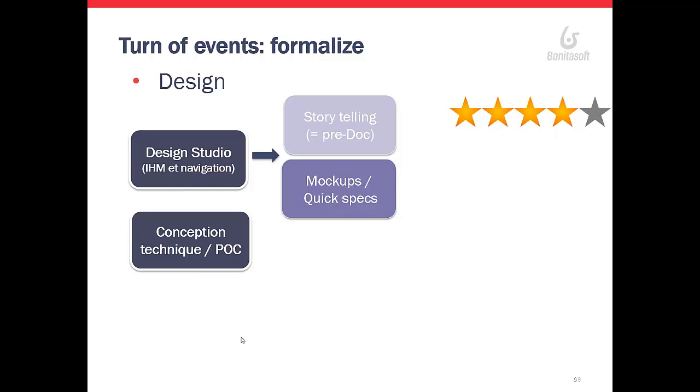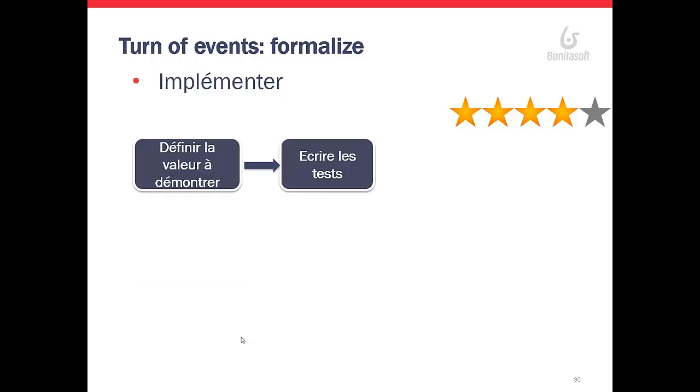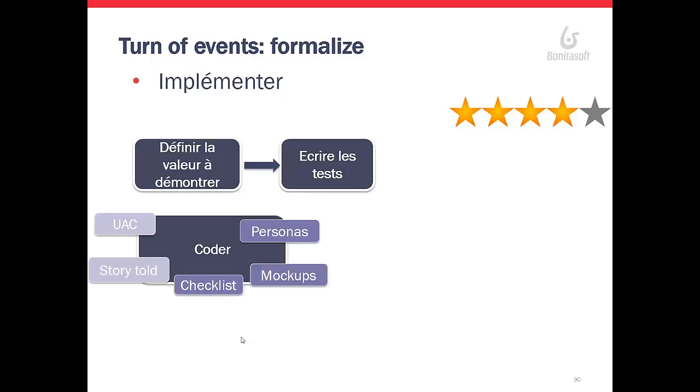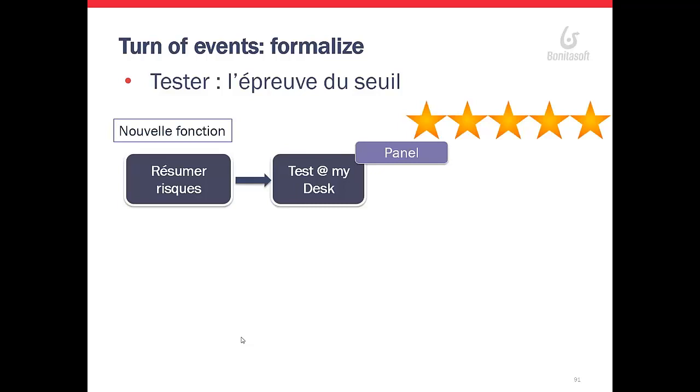Then, only then, we go to the proof of concepts at the technical level. And then we define some must-have of the feature, so the basic use cases we want to provide. And then we make a split of all of this, and we create the backlog for this feature to be implemented.